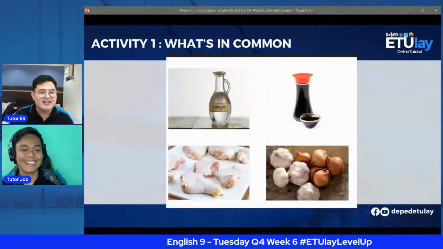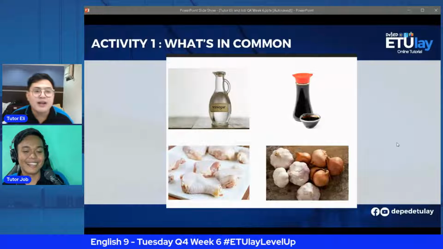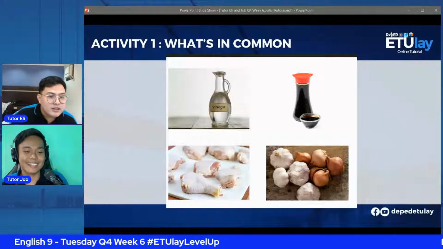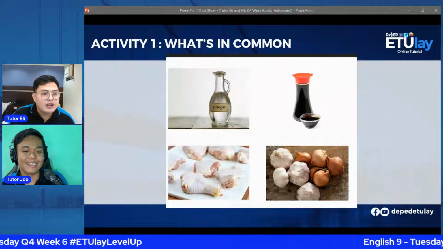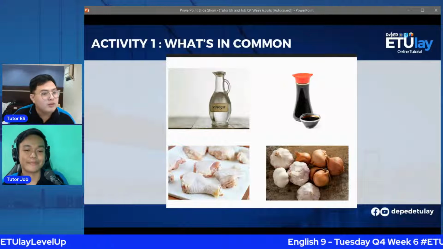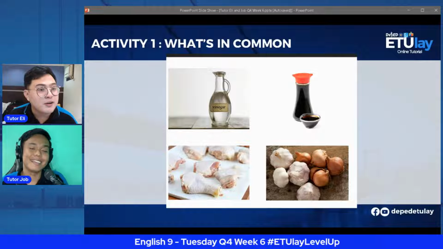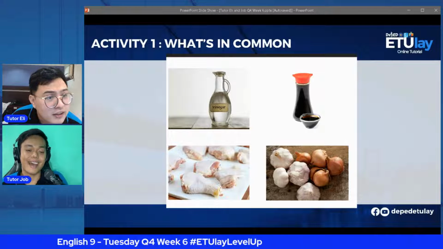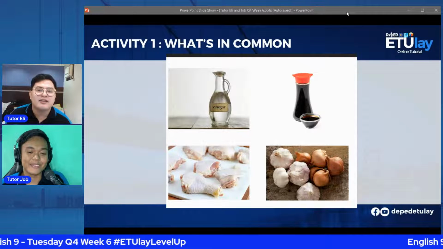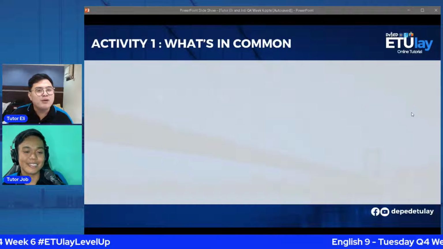Ayan. So there are many possible answers here. So, sabi nila, this is a chicken adobo, ingredients, seasoning, and they are food and they are edible. So those are correct, Tutor Joe. Tama naman, no? They are all correct. Sige. Tama naman.